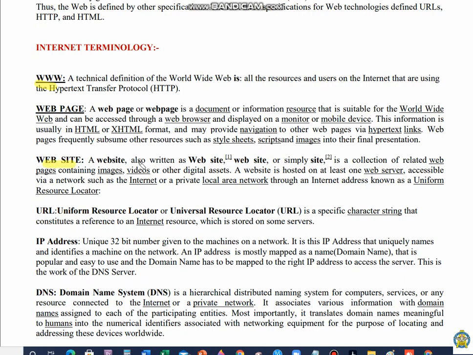A website is somebody's site, website. So a group of web pages on the internet on a particular occasion is called a website. A website usually defines and explains some related information. It may have many types of contents on a website.